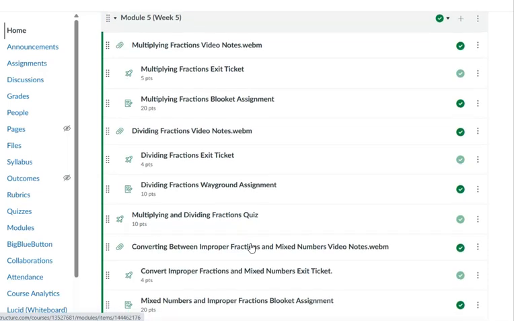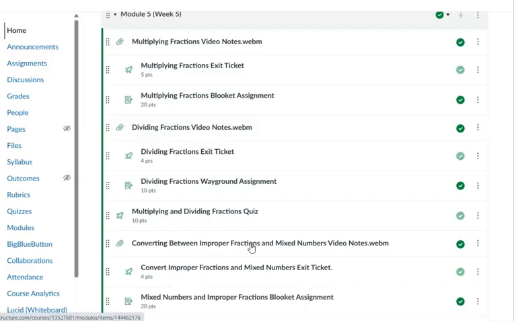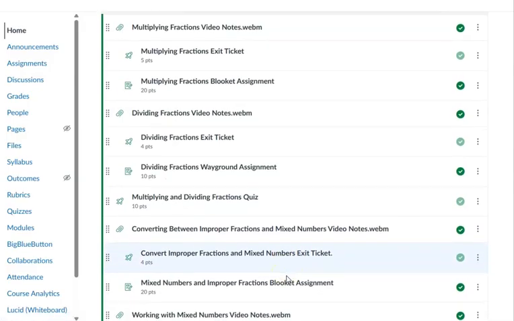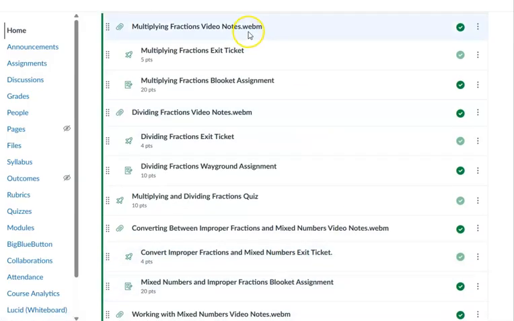Module 5 is a larger one because it is the final week of instruction. During this module, students learn how to multiply and divide fractions, and they also learn how to convert improper fractions and mixed numbers, and work with mixed numbers. So again, this is where the video would be. This one is embedded in the Canvas course, so that's how it looks different. That's how you would know what type of video it is.